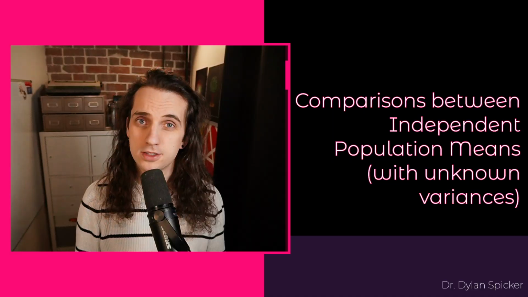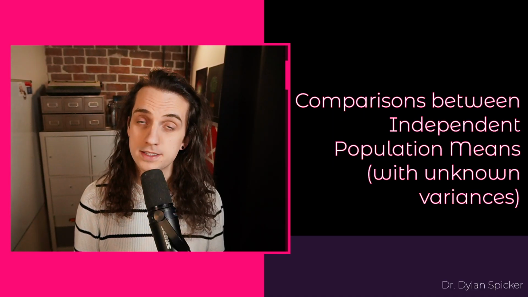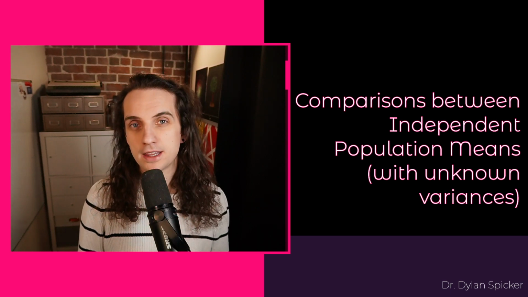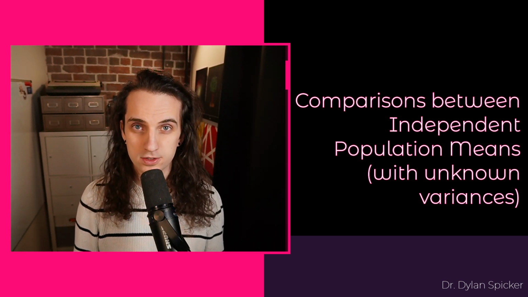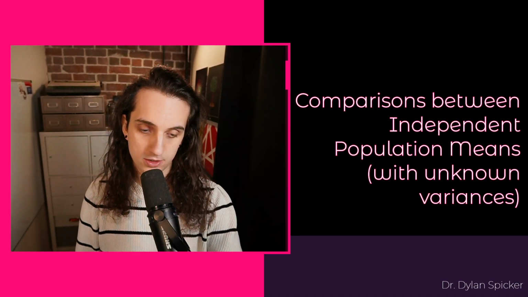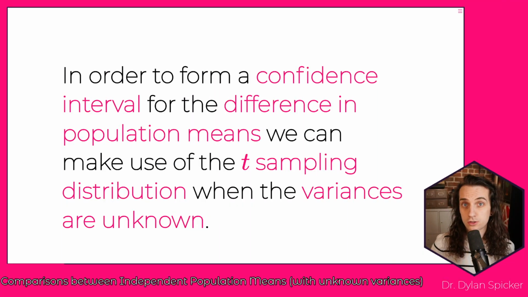And so if we wanted to, for instance, construct confidence intervals in this setting, then we are going to need to construct these confidence intervals using these t-based procedures. So in order to form a confidence interval for the difference in population means, we can make use of the t-sampling distribution when the variances are unknown. The variances being unknown is going to be a far more common situation than the variances being known. And so the t-based confidence intervals are going to be more commonly applicable to scenarios that you might find yourself in.